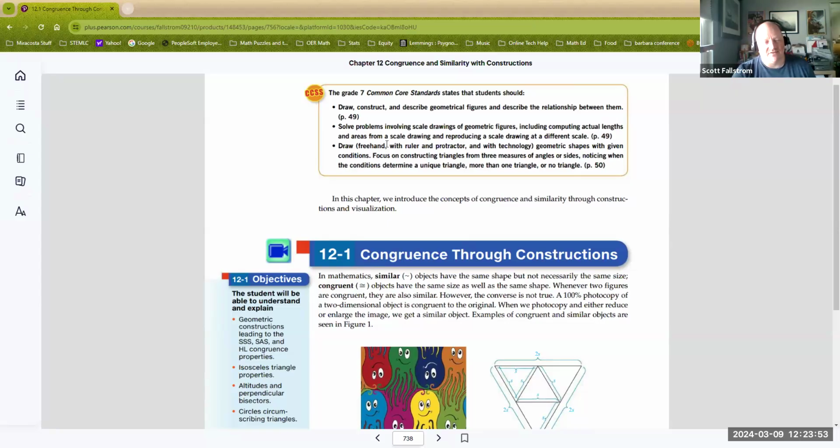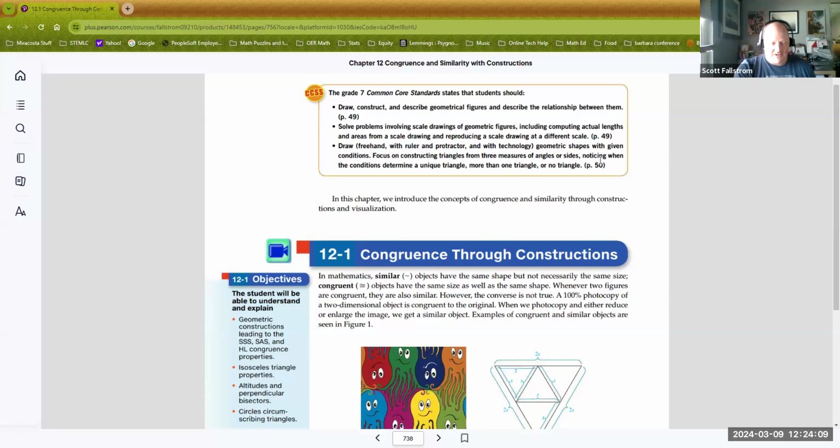We've got the Common Core standards up here. Students should be able to draw, construct, and describe. They should be able to solve problems involving scale, and they should be able to draw with a ruler and protractor and technology or freehand geometric shapes with given conditions. And let's take a look.